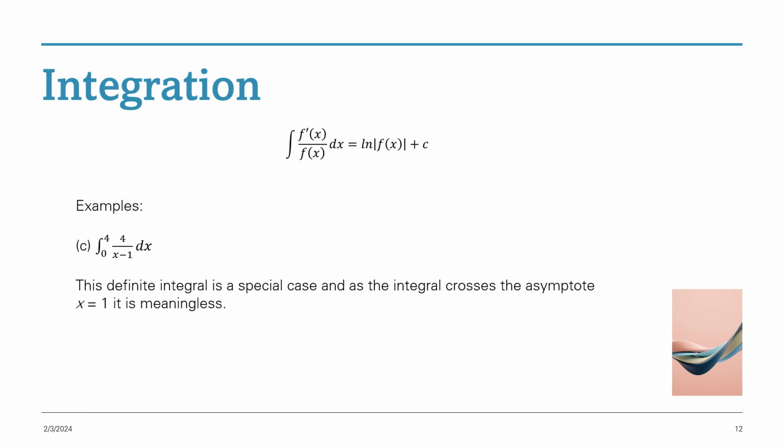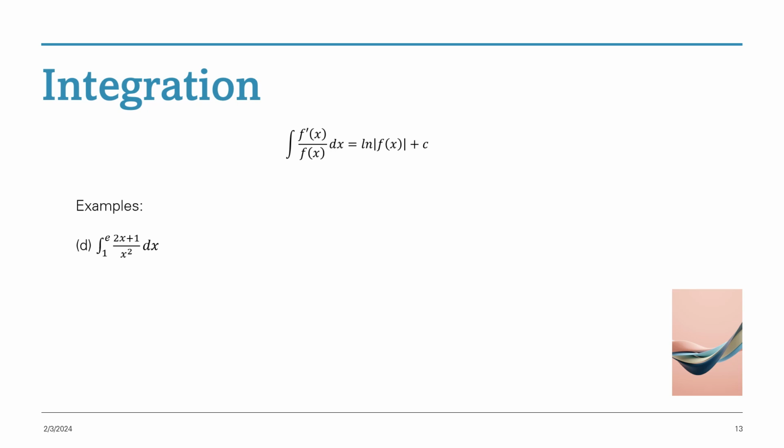So since this is a special case and the integral crosses the asymptote, it is meaningless, because on either side of our asymptote, we would have an area or an integral that goes to an infinite amount. So therefore, we actually can't do this integral. Just a special case and something you need to just be aware of.